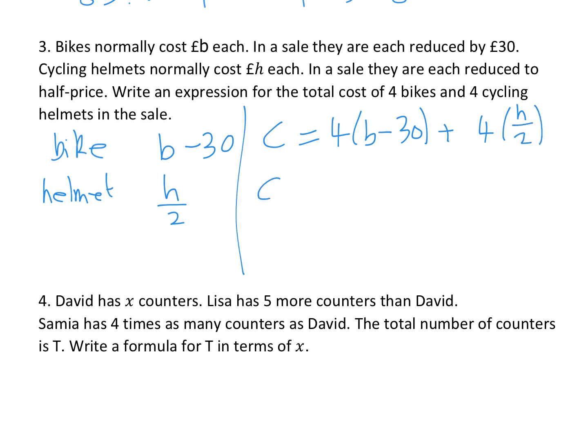Depending on how far out you are on the course and what you've revised, you might not be able to go any further, but hopefully you should be able to simplify this. 4 times B would give you 4B. 4 times minus 30 is minus 120. And then 4 times H divided by 2. If you multiply by 4, then divide by 2, that's the same as having 2 of it, so 2H. And that would be your final answer.